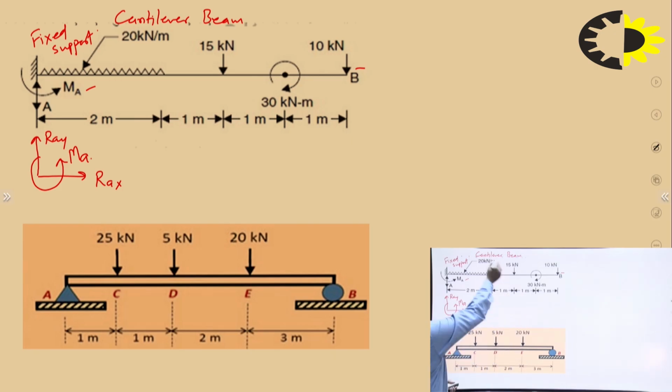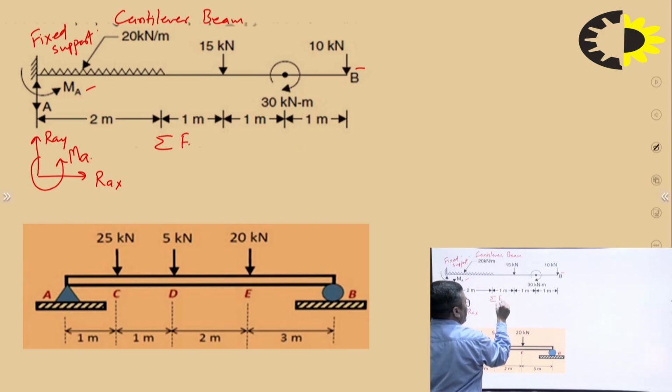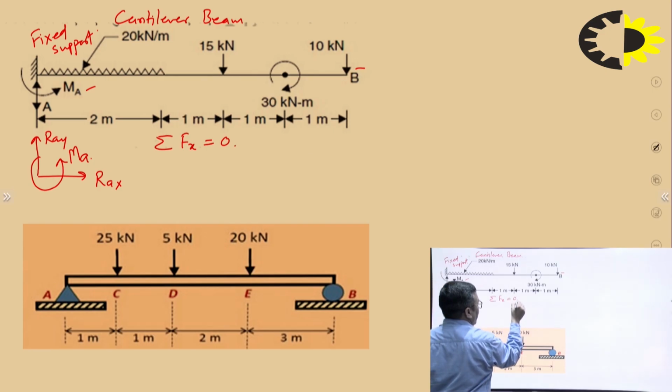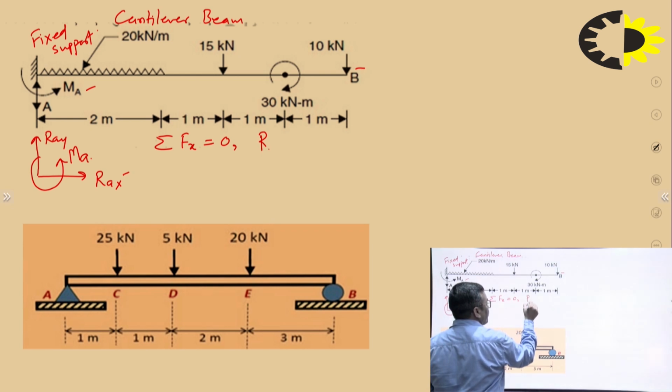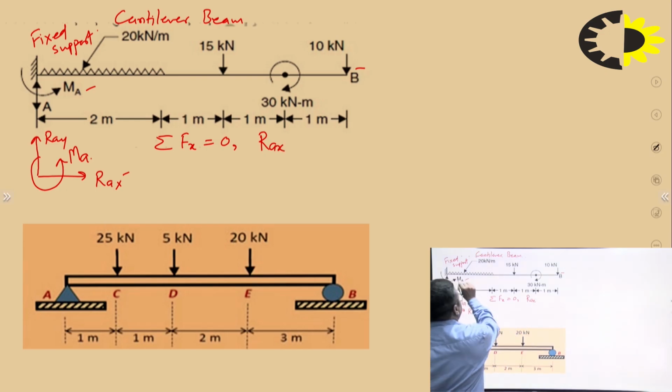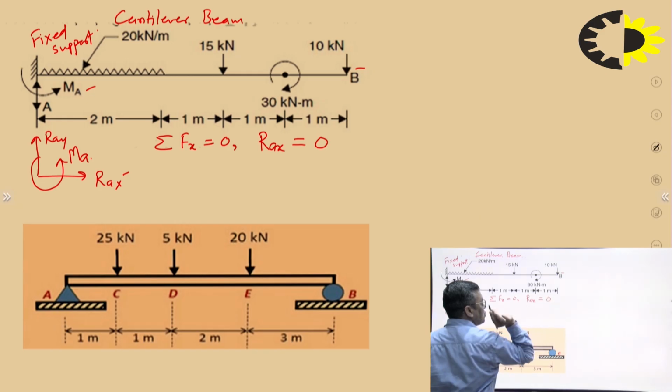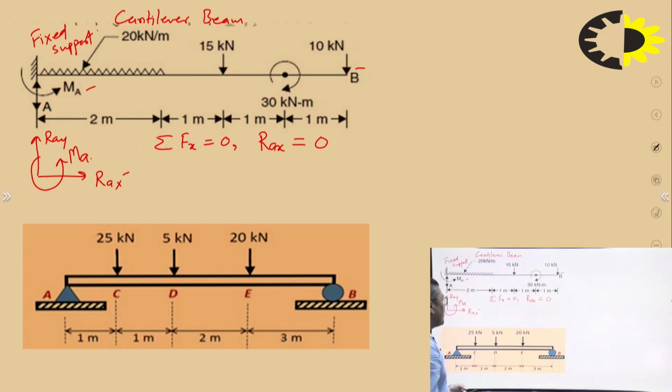Now again, this is a two-dimensional force system. For a two-dimensional force system, we have three conditions of equilibrium: sigma Fx equals 0, sigma Fy equals 0, and sigma M equals 0. So sigma Fx, RAX. Is there any other force in the horizontal direction? No. So RAX equals 0. Any other?